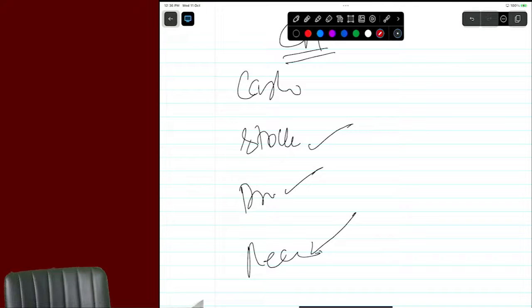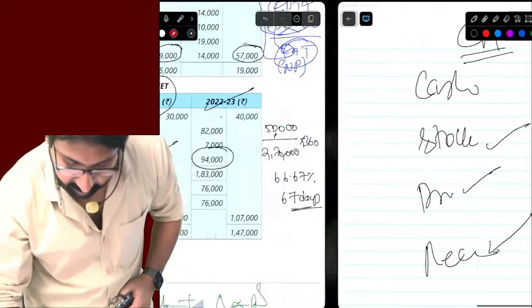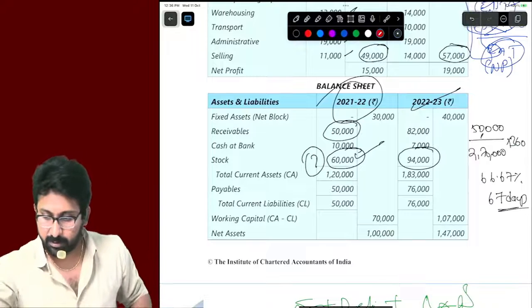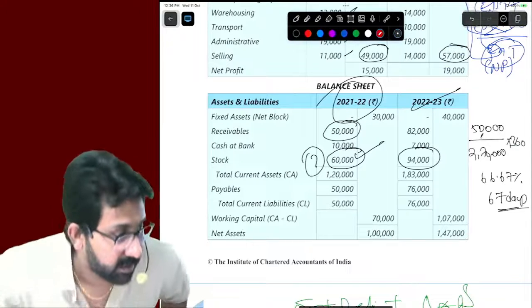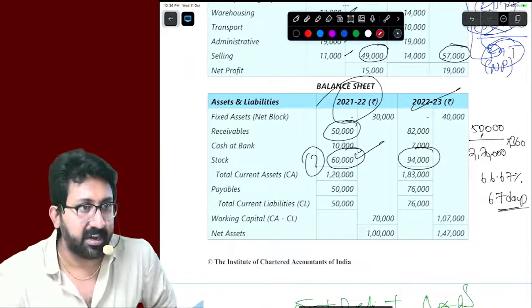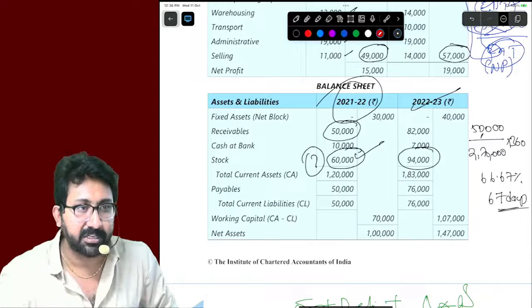That's why I told you I can't explain it now. I will explain when we do the problems, because with the number of days we can explain more easily. The lesser the period, the better the company's collection process. Correct? What is the collection period for the next year? First year 67 we calculated. Like that we can also calculate for the next year.